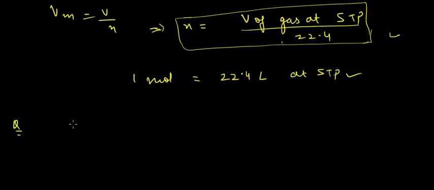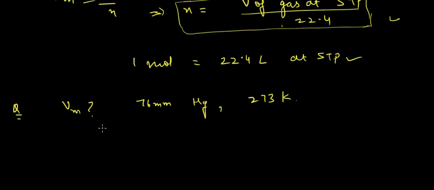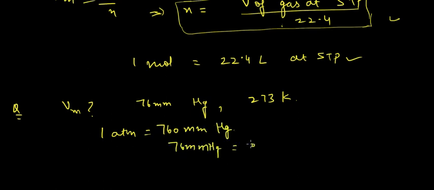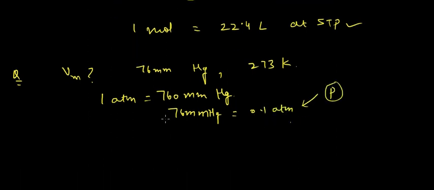Next we will see some questions on it. You have to calculate Vm at 76 mm Hg and 273 Kelvin. I hope you remember that 1 atm equals 760 mm Hg, so 76 mm Hg would be equal to 0.1 atm. This is the pressure, P. I forgot to mention, but this is an ideal gas. We are talking about an ideal gas.